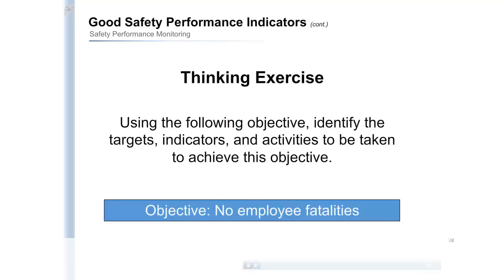Thinking exercise. Using the following objective, identify the targets, indicators, and activities to be taken to achieve this objective. Objective: no employee fatalities. So in your mind, what types of activities would you think BART should monitor? What indicators should BART be monitoring? What types of targets should BART put in place?